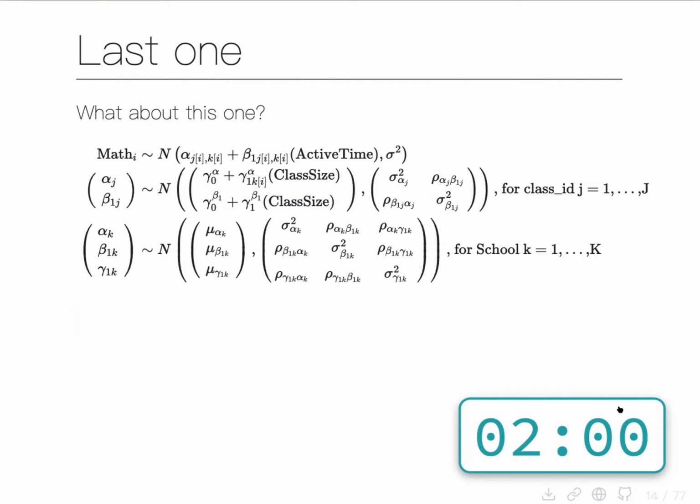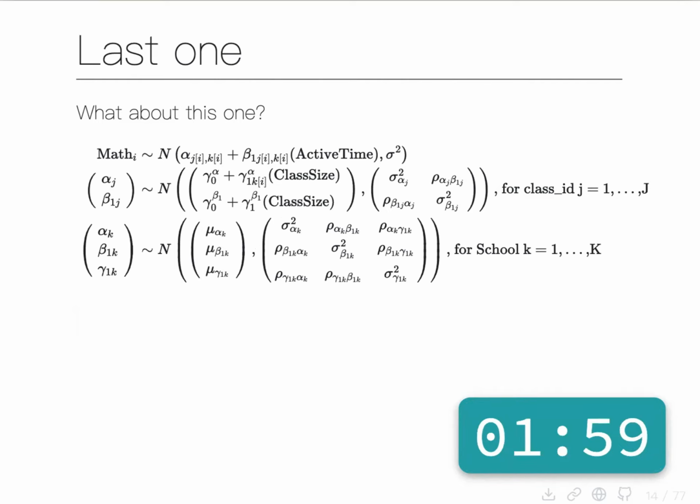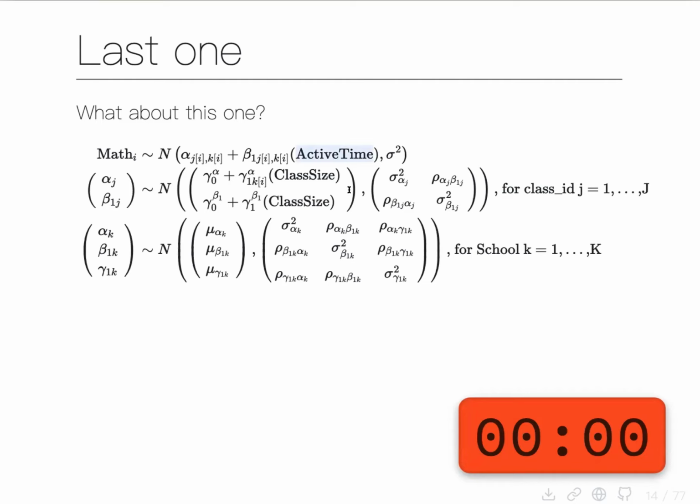All right, last one. This one's pretty complicated, but see if you can do it. Okay, so here we go. This part's all the same as last time, but now here we have class size as a predictor of the intercept and as a predictor of the effect on active time. So we're saying basically whatever impact active time has on math scores, that relation is going to depend on class size. Maybe in smaller classrooms it's a bigger effect, and in bigger classrooms it's a smaller effect. That's what this is specifying right here.